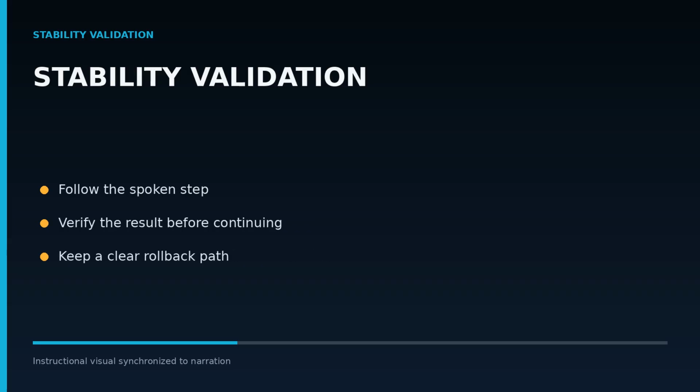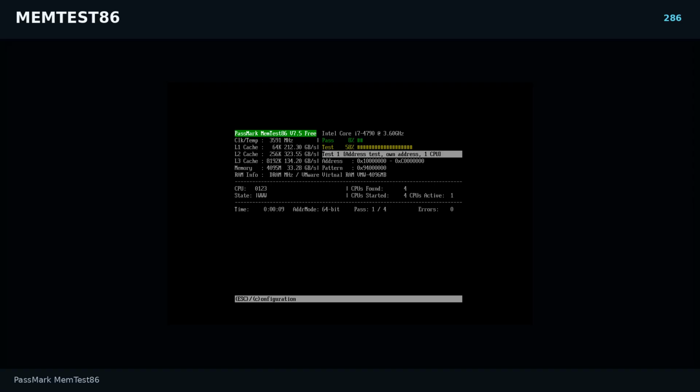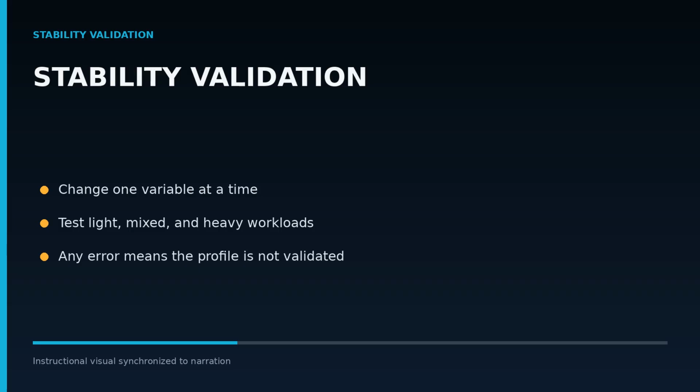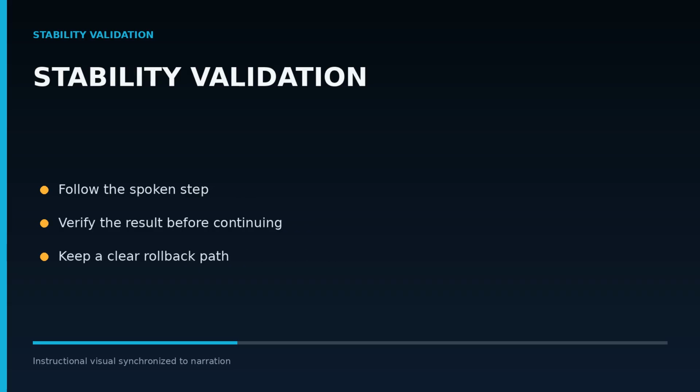For memory, combine tools. MemTest86 preboot can catch glaring problems. In Windows, run Karhu RAM Test or HCI MemTest for thousands of percent coverage. Memory errors can be sneaky. A single flipped bit can corrupt an archive or a project file without an immediate crash. Don't cut memory testing short.